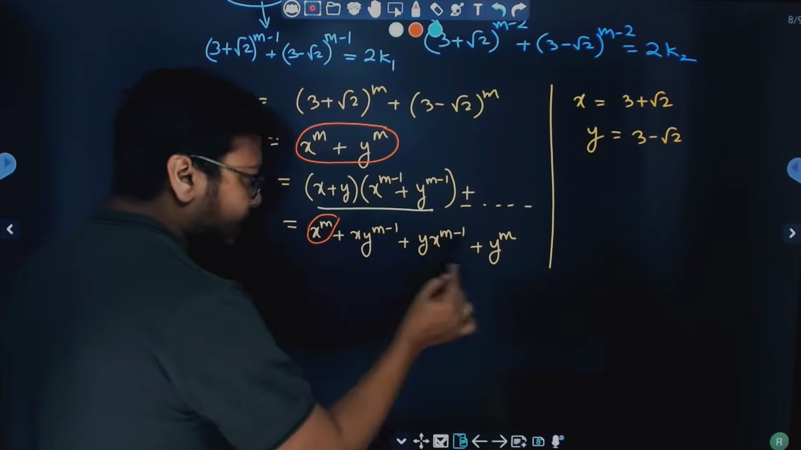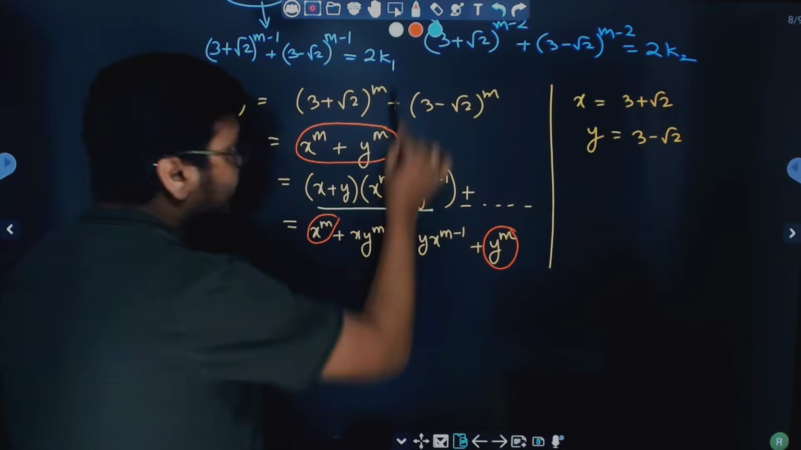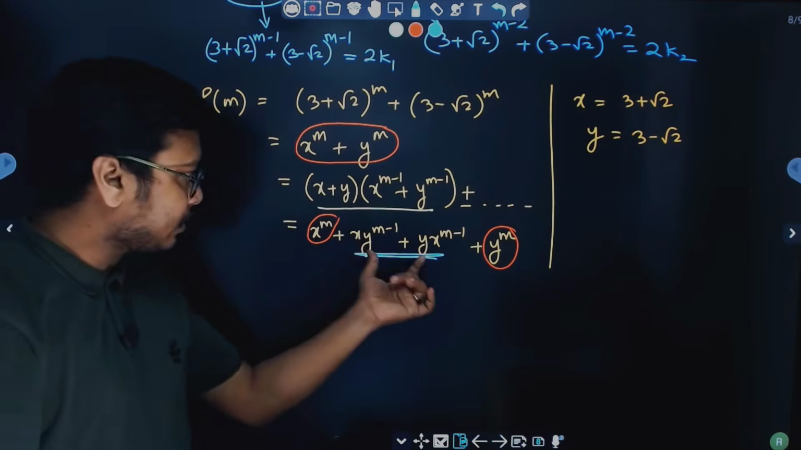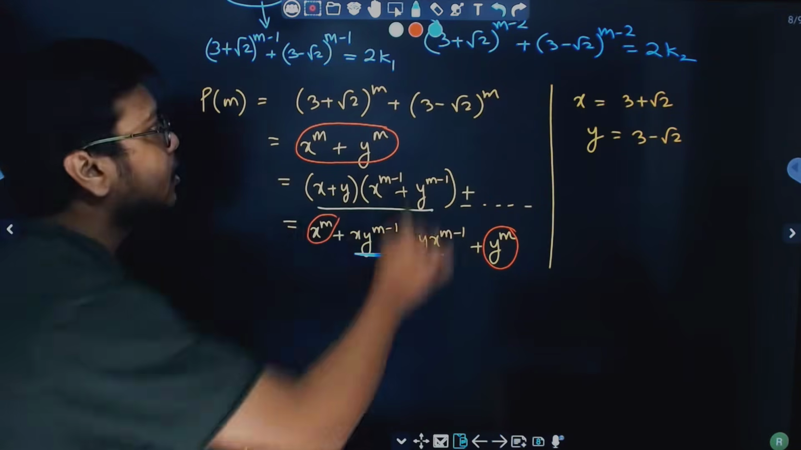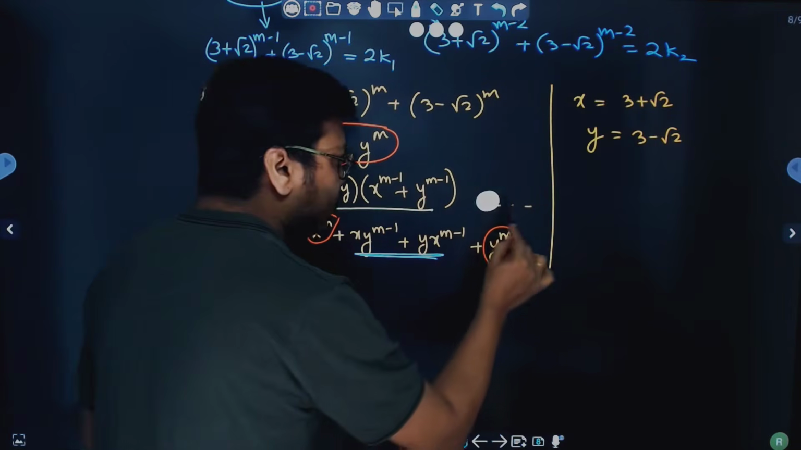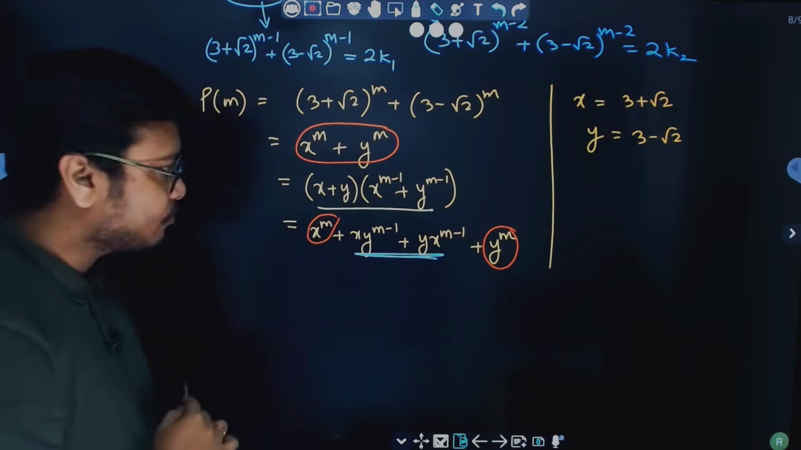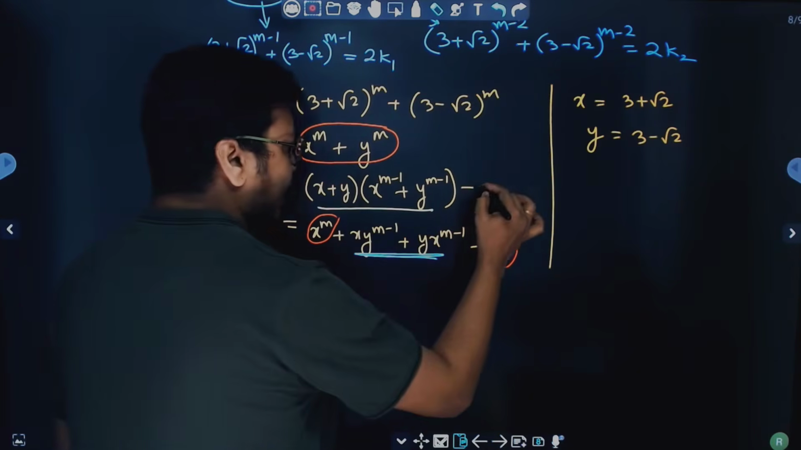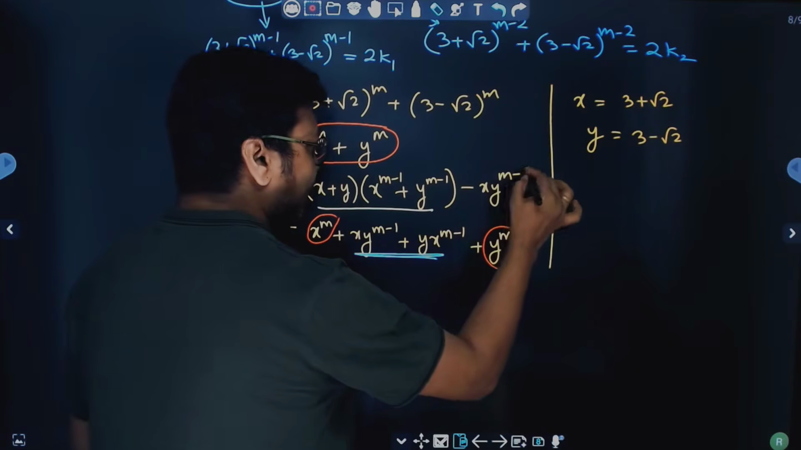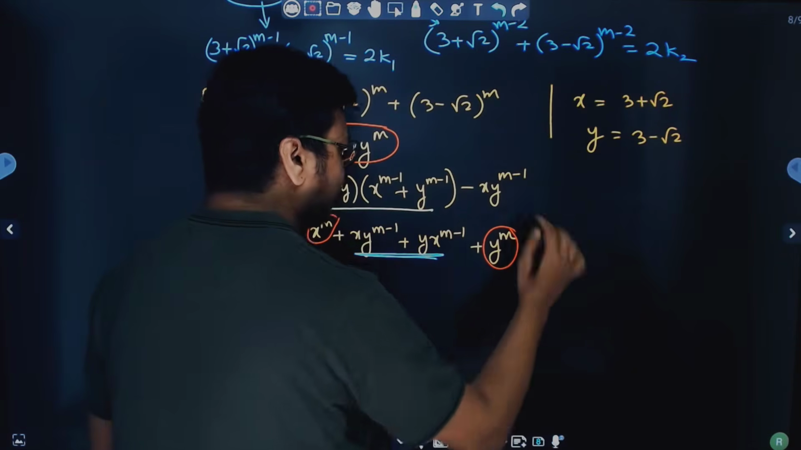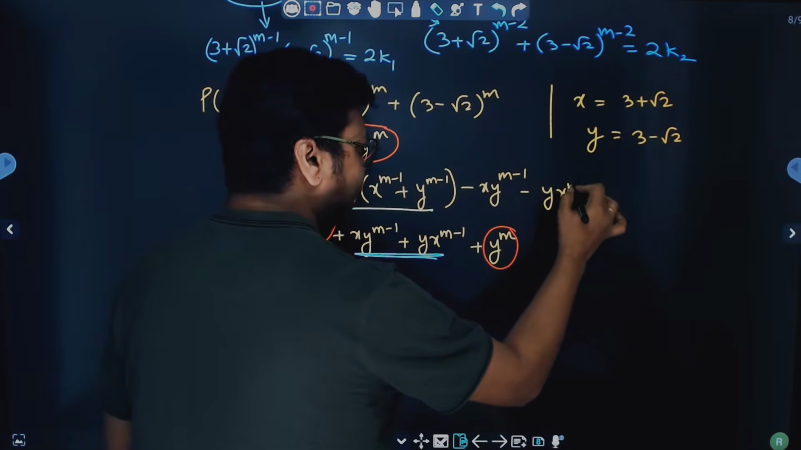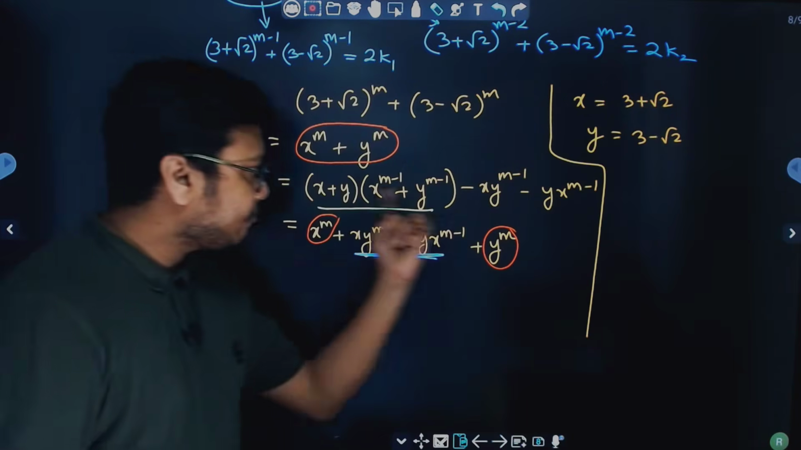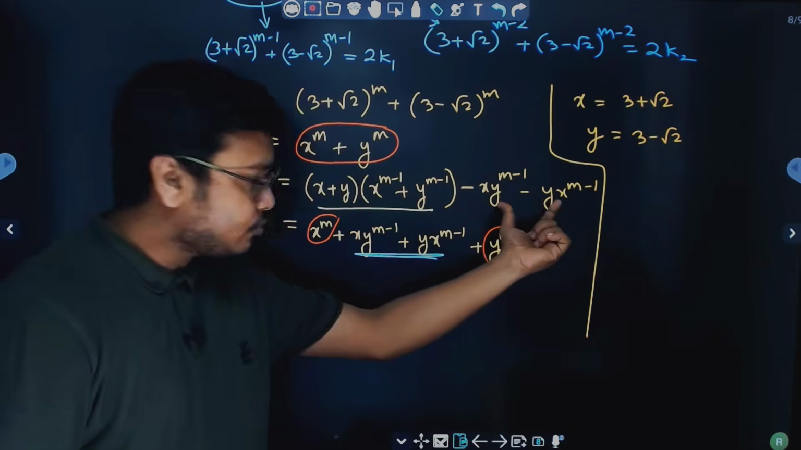Those two terms are already present over here, and these are basically the extra terms if I write it in this fashion. So that means I need to get rid of these extra terms. So I need to write a minus of xy to the power m minus 1 minus yx to the power m minus 1.